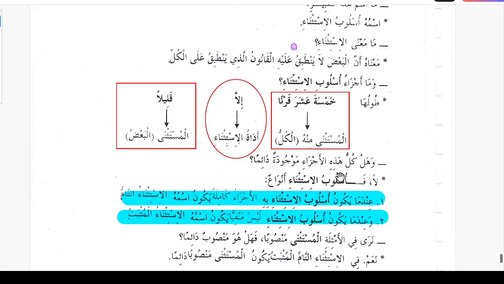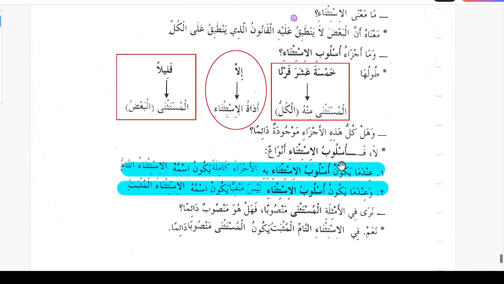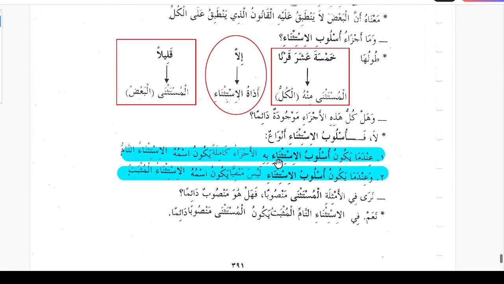Wa hal kullu hazihil ajza'i mawjudatun da'iman. Now the question is whether in all the cases these three parts should exist. La, no. Fa uslubul istisna'i anwa'un. The style of the exception has different kinds. Anwa'un, they have kinds.